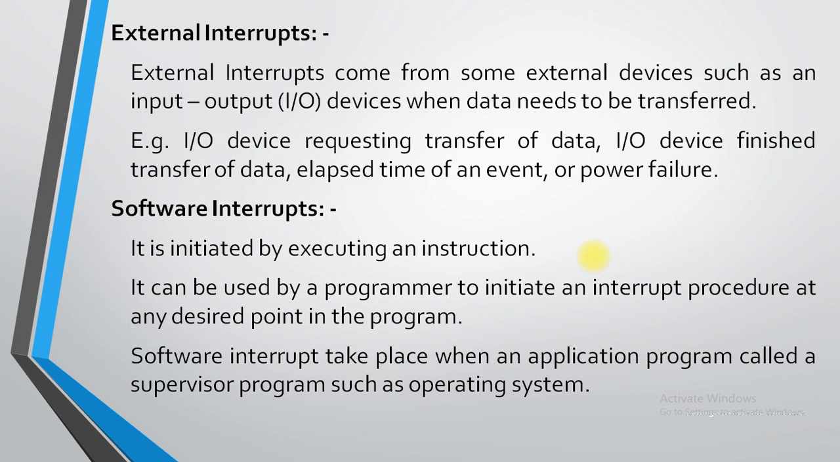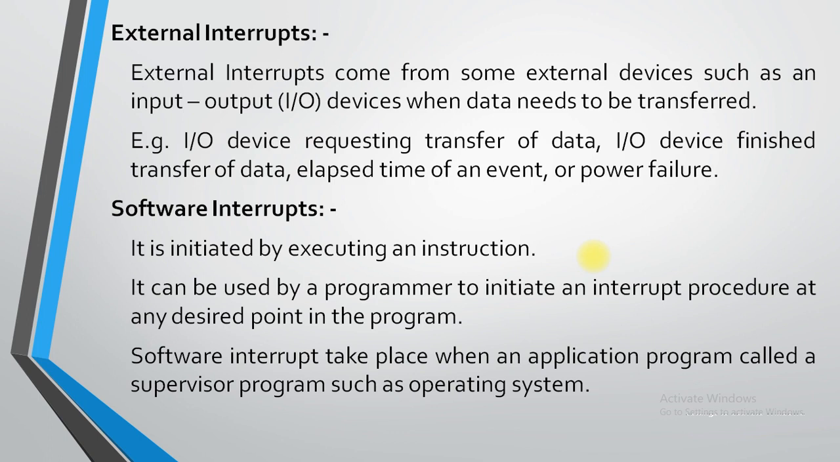The third type is called software interrupt. Generally, it is initiated by executing an instruction when you deal with any software, and at that time some error occurs. So that type of error is known as software interrupt. It can be used by a programmer to initiate an interrupt procedure at any desired point in the program.